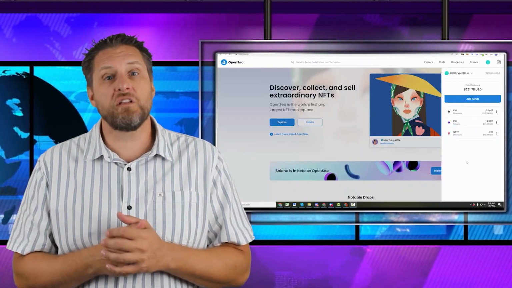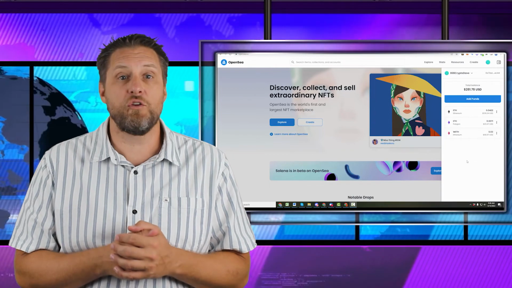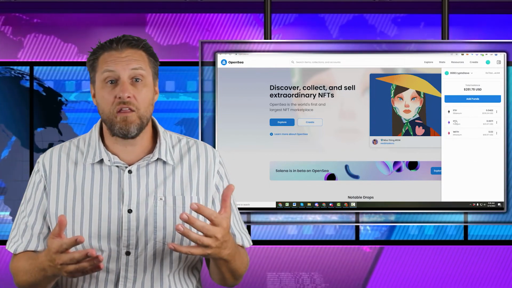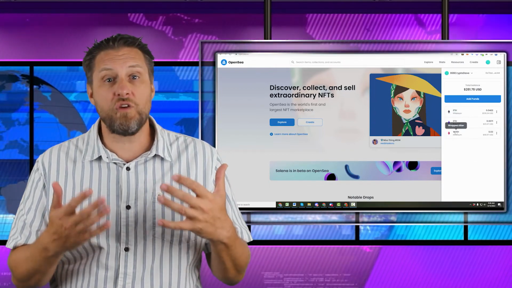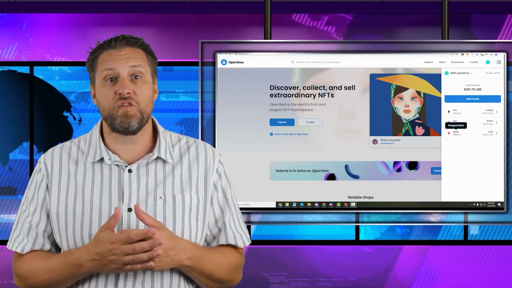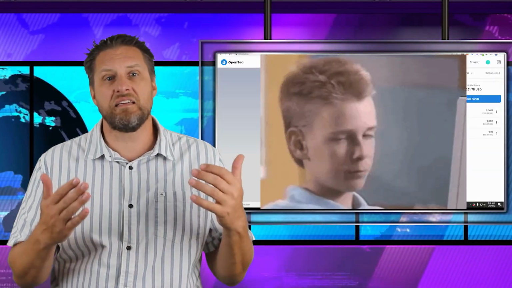All right, well, I hope this cleared up the 3 kinds of Ethereum that you can use on OpenSea. I know it can be a little bit confusing at first, but once you get your wallet all set up and you get the first few tokens in there, it's going to be easy sailing for you.